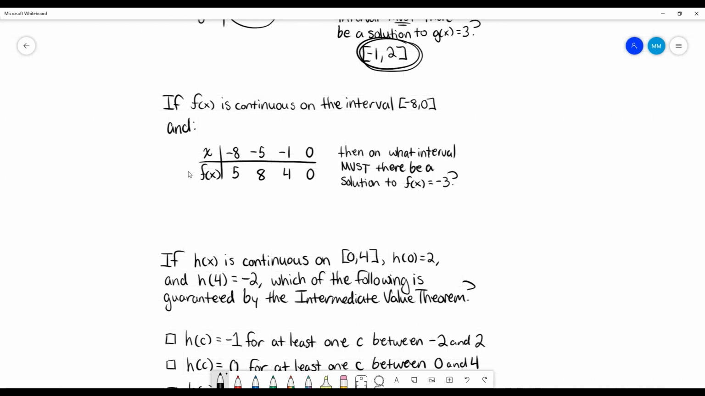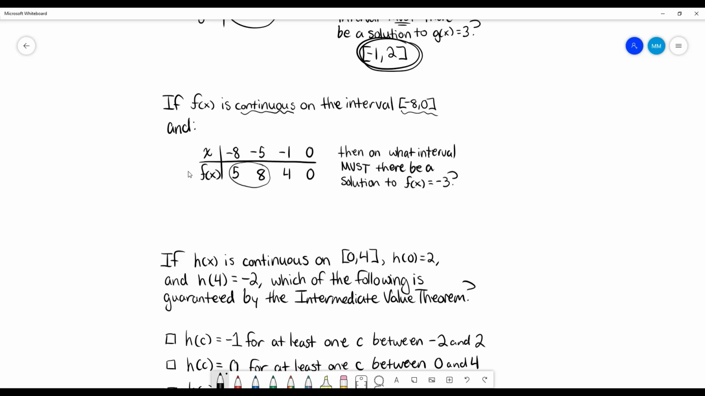The next one, same kind of deal. If f of x is continuous on the interval -8 to 0, which they've given us up here, it asks, then on what interval must there be a solution to f of x equals -3? So where can we guarantee that there will be a y value of -3 somewhere inside of it? And we look at this and we see it goes from -5 to 0, which doesn't tell us much. So let's look at the individual intervals we see here.